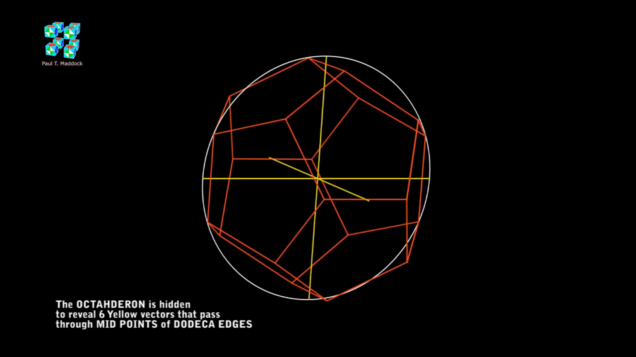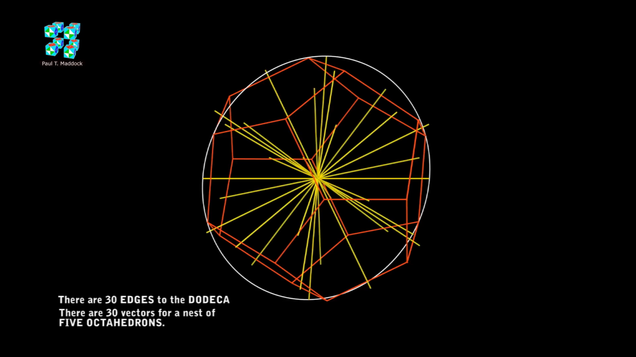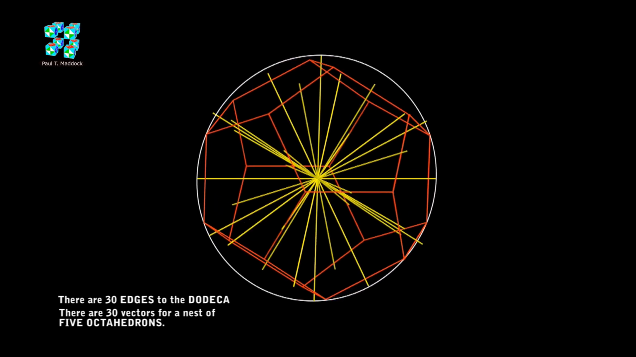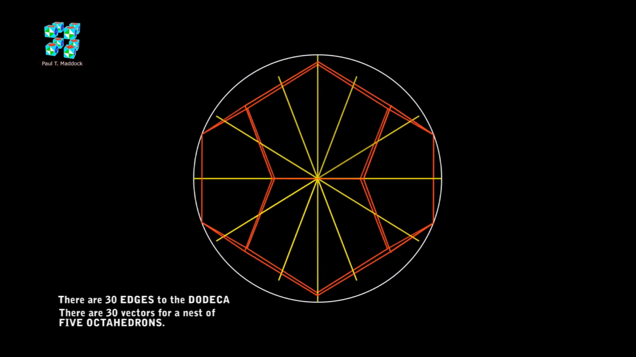Now you can see that the 6 vectors of the octahedron pass through the midpoints of the edges of the dodeca, and they carry on to the circumference of the spherical size. Okay, there are 30 edges to the dodeca, so that is going to give us 30 vectors. Let's take a look. Okay, I'll bring this vector arrangement to the vertical axis again.